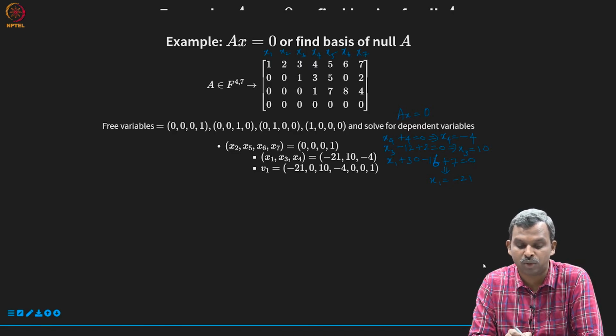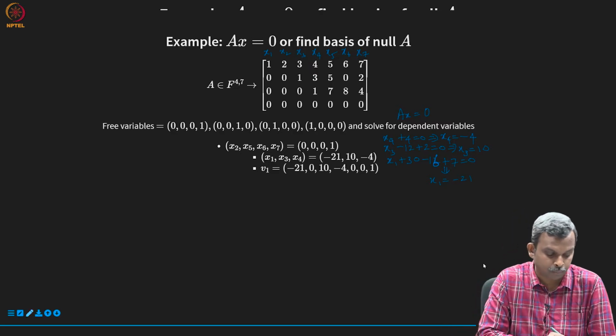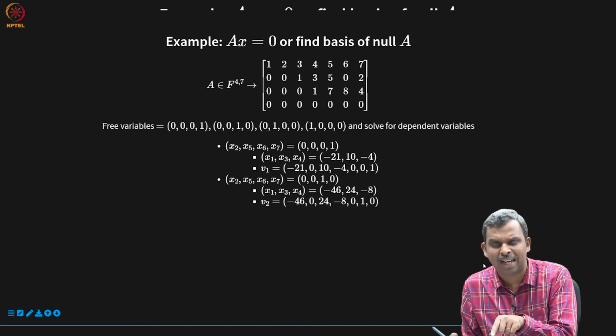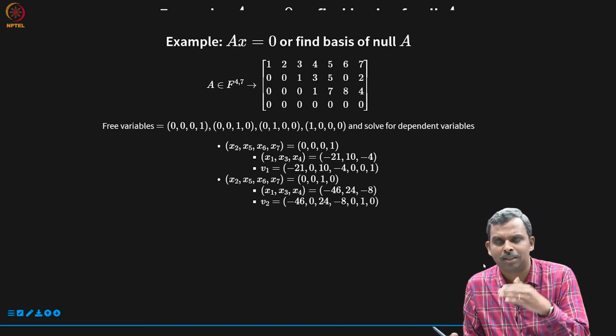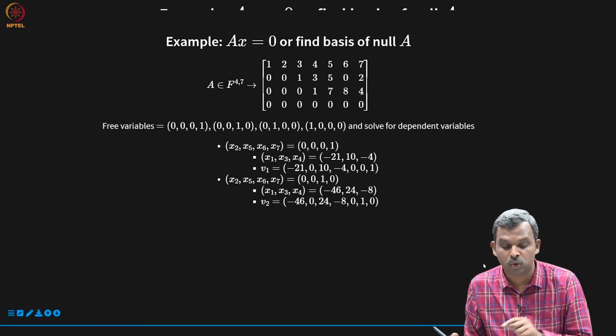For the next set of values 0, 0, 1, 0, you proceed in the same way. I'm not going to show you the details for this. You can see how to proceed. Just put the values exactly the same way I described before. Start from the bottom, keep solving, you will get this other vector v2. So v1 belongs to the null space, v2 belongs to the null space.